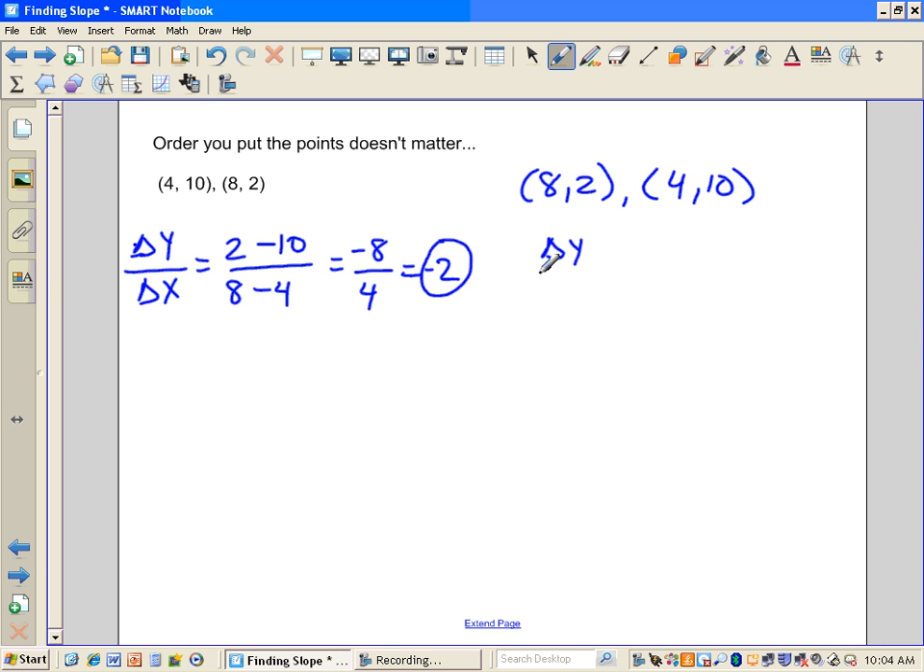The change in the y values over the change in the x values. So subtract the y values. 10 subtract 2 in this case, the second minus the first. Subtract the x values. 4 subtract 8. That looks like it's going to be a positive 8 over a negative 4. Still going to get me that negative 2. So the order that you put the points in doesn't matter.